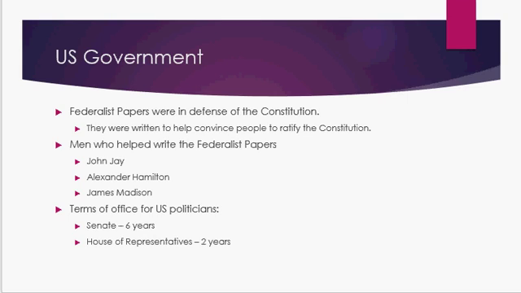So the Federalist Papers were papers that were written in defense of the Constitution. They were written to help convince people to ratify the Constitution, mainly in what would be called the middle colonies, places like New York and around there. Men who helped write the Federalist Papers were John Jay, Alexander Hamilton, and James Madison.